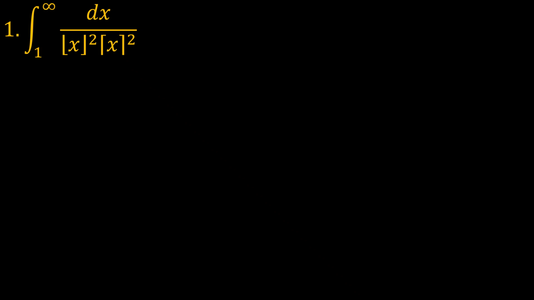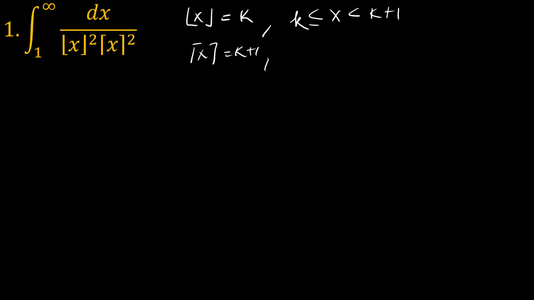The floor function of x equals the integer k if x is less than k plus 1 and greater than or equal to k. And the ceiling of x equals k plus 1 when x is less than or equal to k plus 1 and greater than k. Okay, so this is important for us.